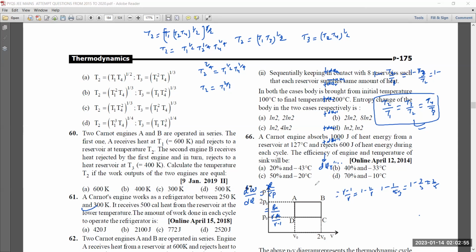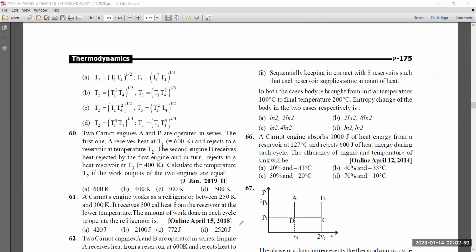This is question number 59. Sir, option B. But I think you can do this. Eventually, it's a calculation. The rest is straightforward.